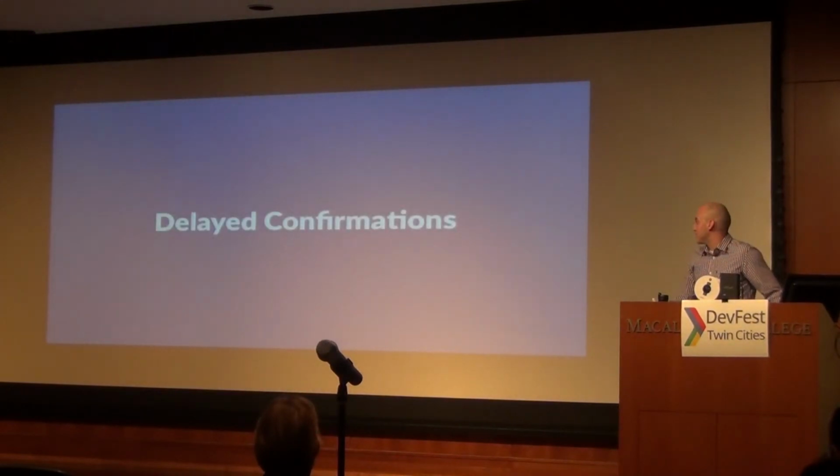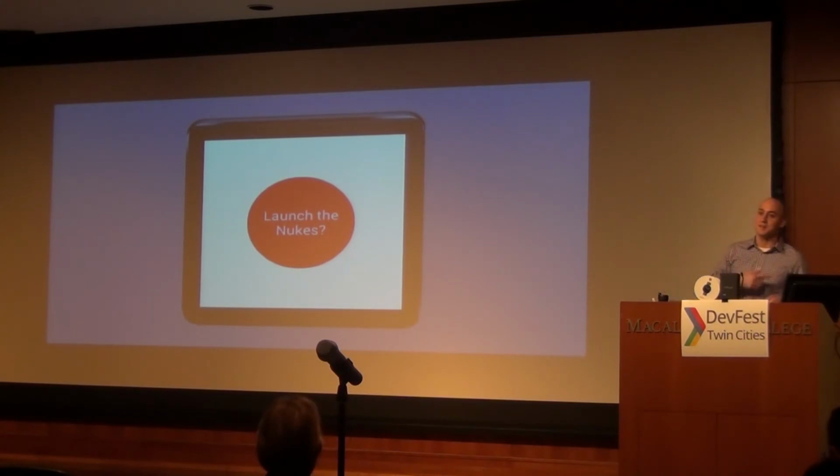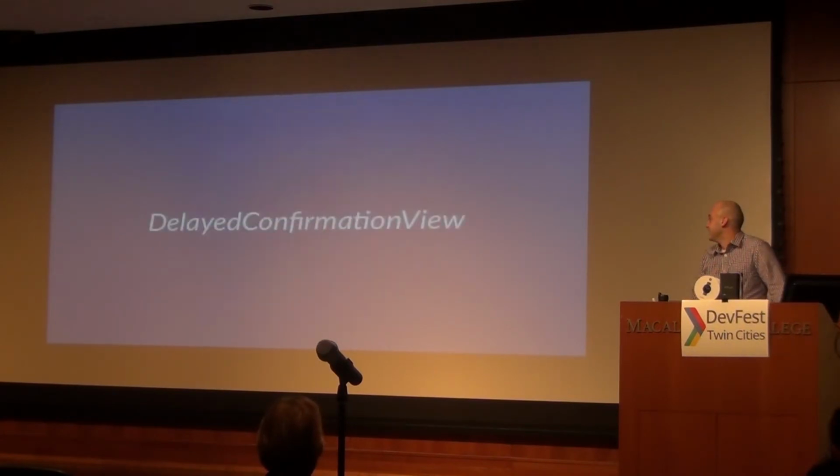All right, so now let's talk about delayed confirmations. Let's say you're an important person and you're scrolling through your watch. You happen upon this tempting button, but you want to get rid of it. You want to dismiss it, but you have fat fingers, so you accidentally hit the button. That can be problematic. You just did something very big accidentally.